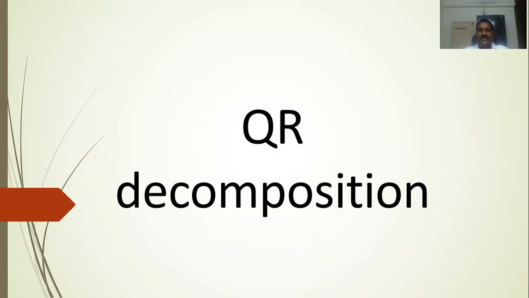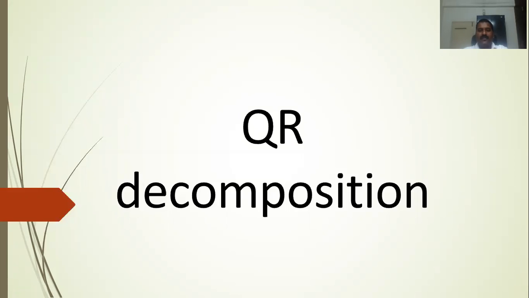In today's class, we'll see what a QR decomposition is. Given a matrix A, we can decompose that matrix as a product of an orthogonal matrix and an upper triangular matrix. The orthogonal matrix we denote by Q and the upper triangular matrix we denote by R. That is, A can be written as a product of an upper triangular matrix and a lower triangular matrix.